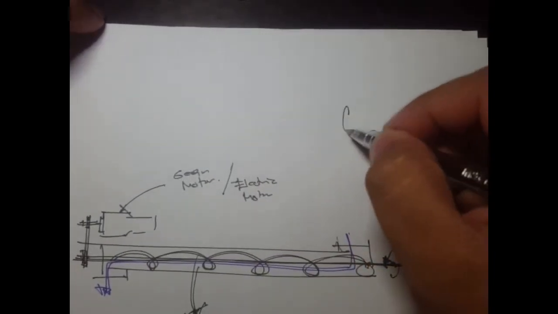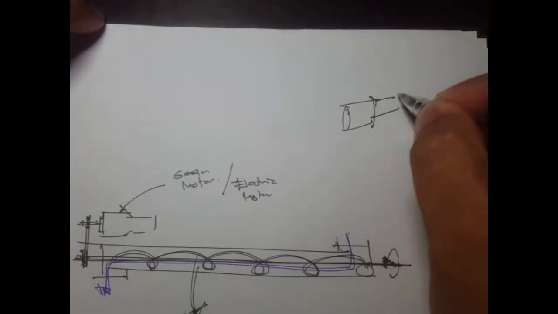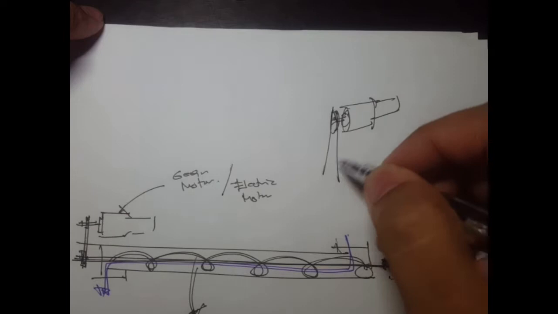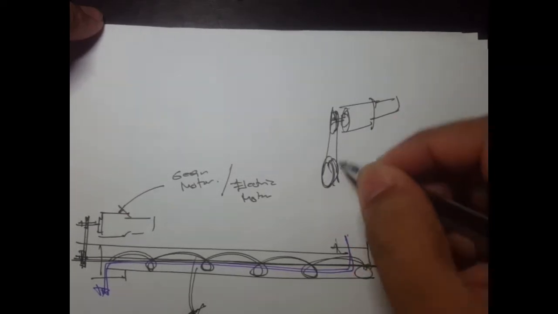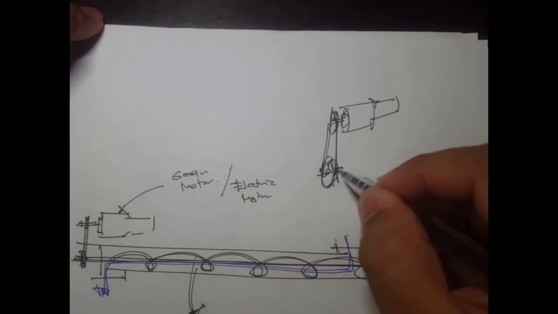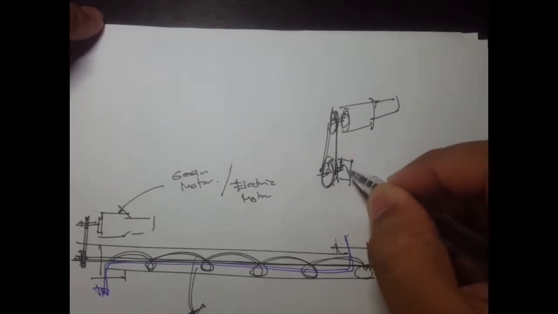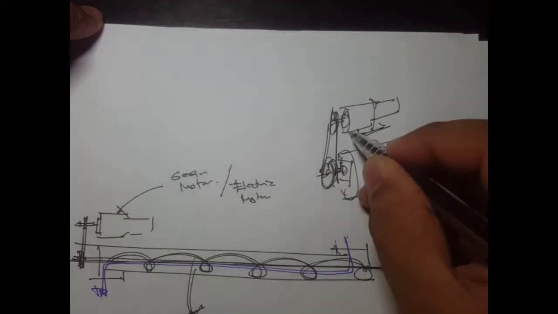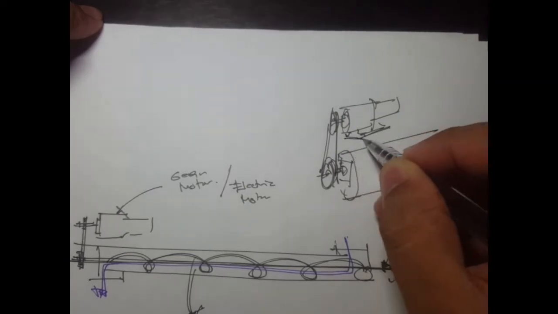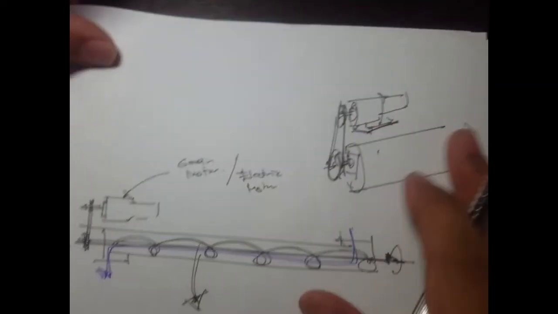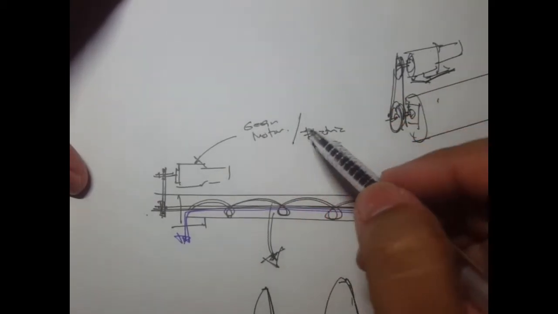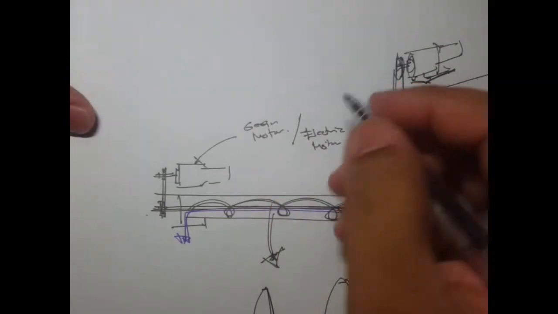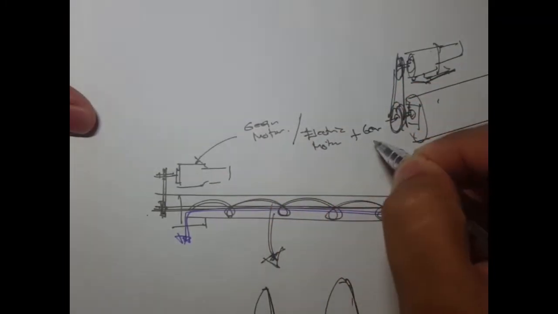Okay, so if we draw it in 3D, it will look something like this. There is a pulley or sprocket, then there's a belt, and then this is our screw conveyor. Of course there must be some mounts here to support this electric motor. Now this gear motor is different from an electric motor. A gear motor is basically an electric motor plus a gearbox or gear reducer.